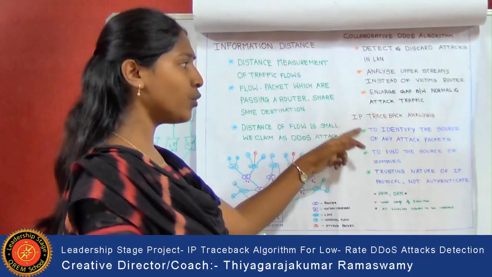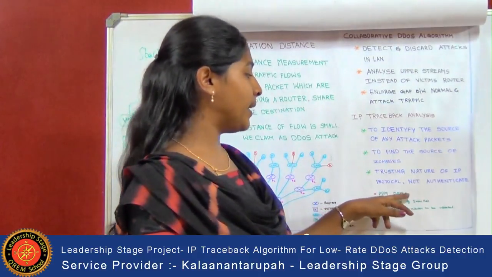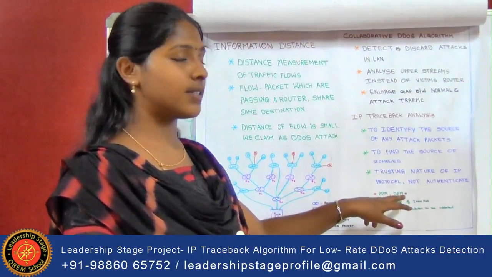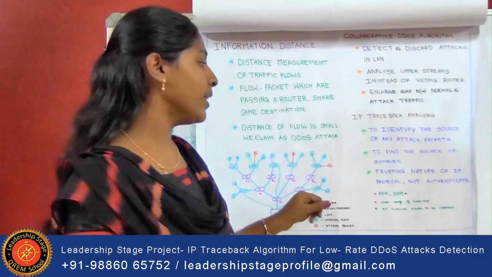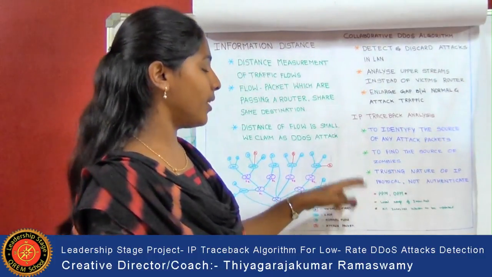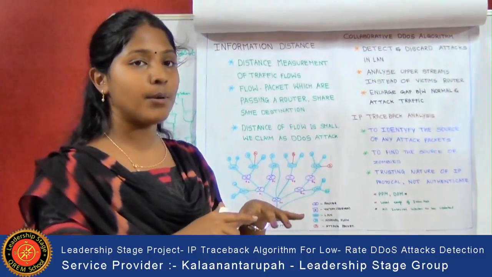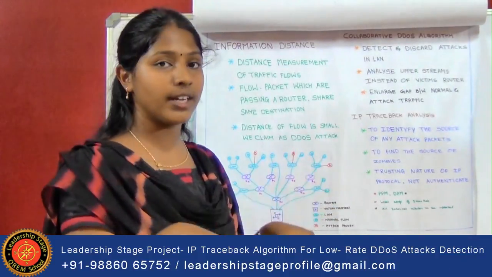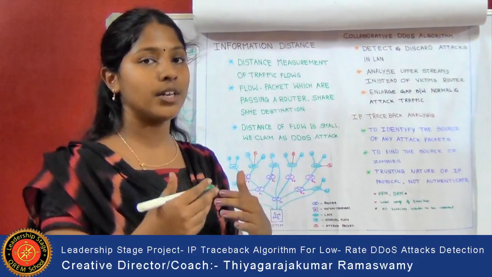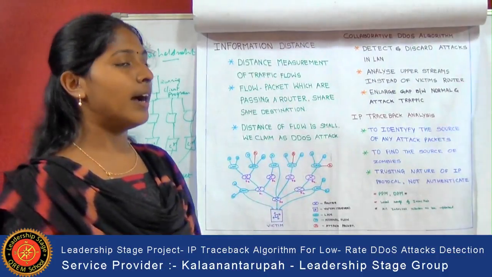There are two types of IP traceback analysis. One is PPM and the other is DPM. PPM means probabilistic packet marking, and DPM means deterministic packet marking. In PPM, we find the IP packet and calculate the probability for the IP packet within the local range of the internet. DPM is calculated when the internet router is updated. And finally, these are the four modules.